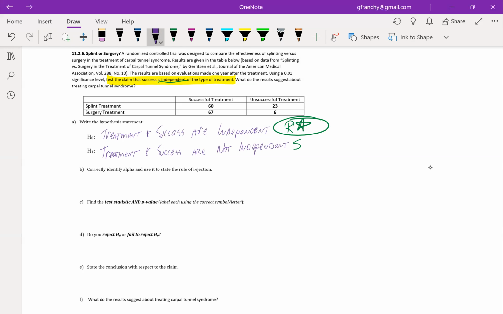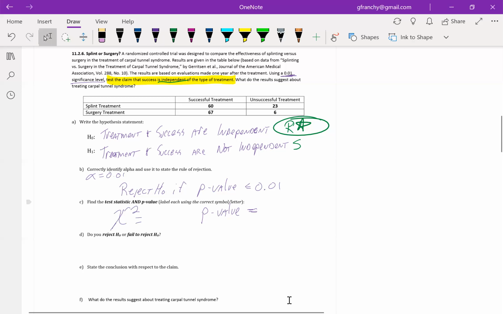Our alpha here, and be careful identifying the alpha, it's not always 0.05. So alpha is 0.01, which means we are going to reject the null hypothesis if our p-value is less than or equal to 0.01. So now we're ready to take our 4 numbers over into StatDisk to find our test statistic, which is the chi-square, and to go ahead and get our corresponding p-value there.